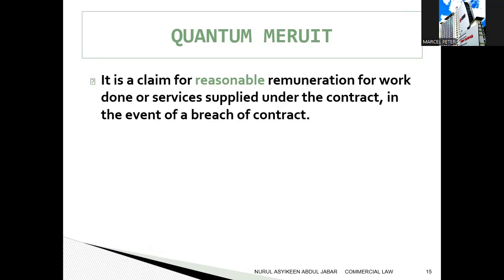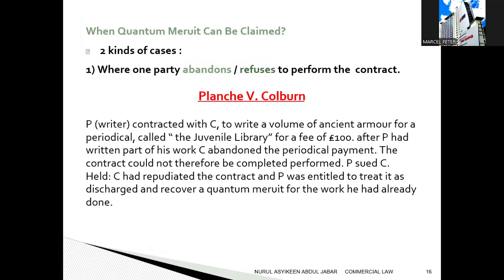Okay, so quantum meruit ensures fairness by compensating a party for work already completed, even when a contract is breached before full performance. So when can quantum meruit be claimed? Quantum meruit allows a party to claim reasonable payment for work already done in certain situations. There are two main types of cases where quantum meruit can be claimed. The first one, when one party abandons or refuses to perform the contract.